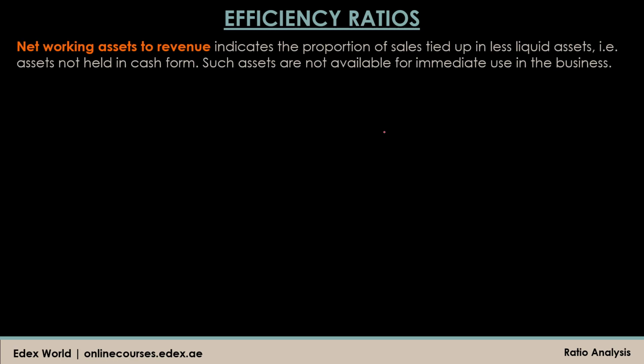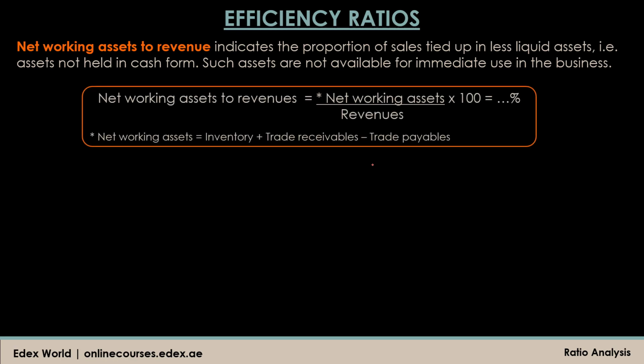The first one is the net working assets to revenue. The ratio is calculated as net working assets divided by revenues times 100. What is net working assets? This is different from working capital. Working capital means current assets minus current liabilities.